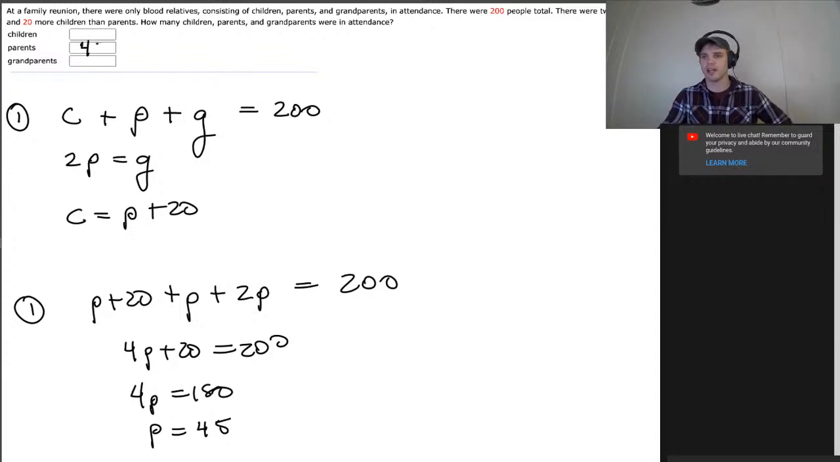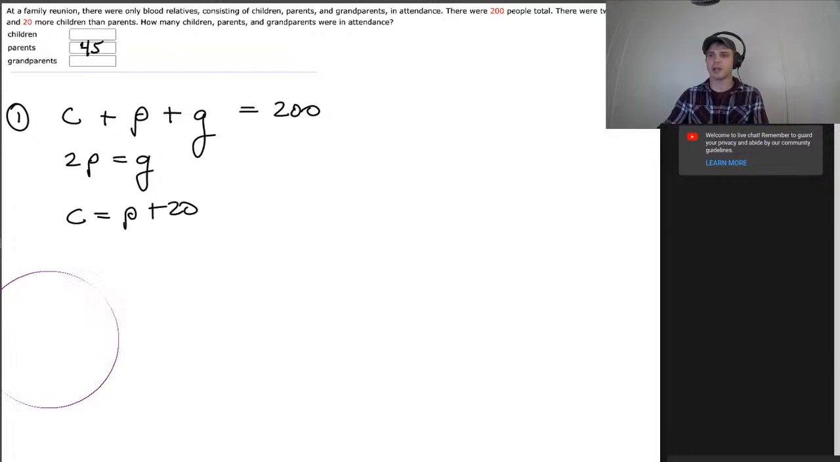I have reservations with this because, if these people are all blood relatives, then some people could be parents and grandparents, and parents and children, or something like that. So I don't know if this will work out, but let's see. Once we know what P is, we should be able to go back to this original set of equations. Let's take equation 3, for example, and plug in 45. So children is equal to parents, which is 45 plus 20. That means children is equal to 65.